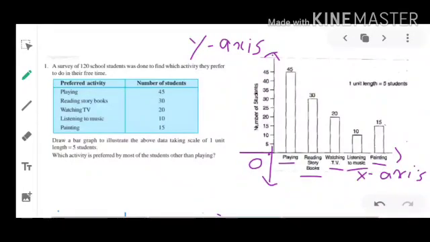Our first activity, which is preferred, is playing. And how many students are interested in it? 45. So students, with the help of the scale and pencil, you have to draw a bar, but be careful. Here you have to write 45 students. Reading a storybook, 30. So here we again draw 30. See? You don't have to do this. It's just information.